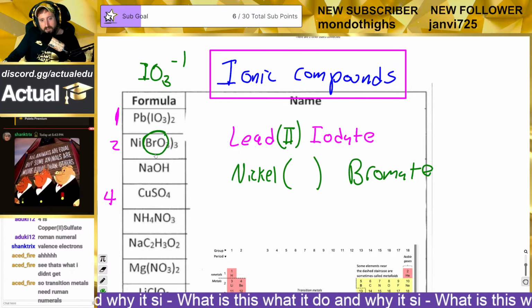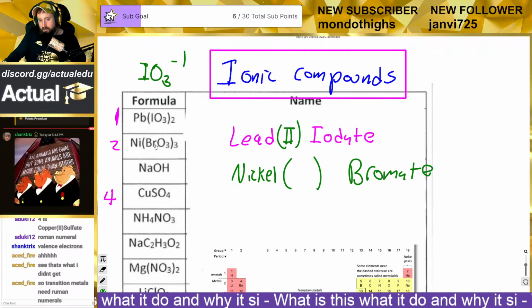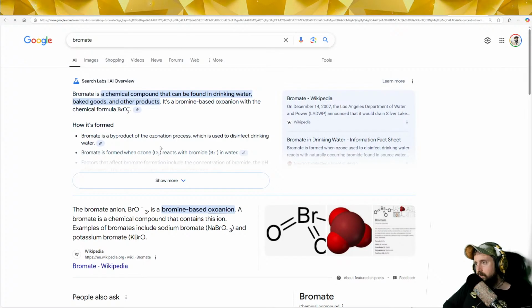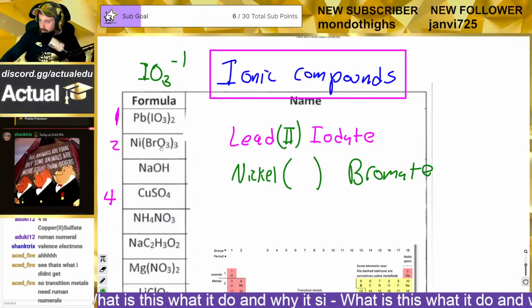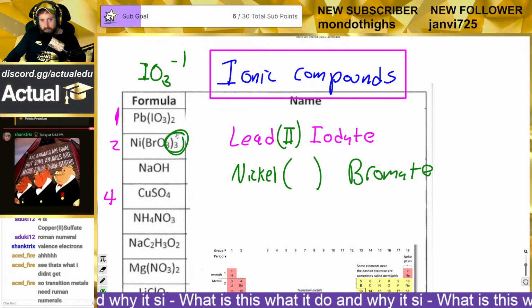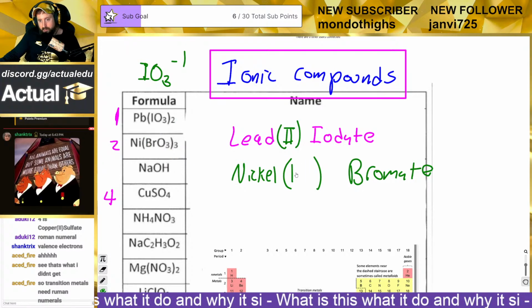So bromate, I think by itself is a -1 charge. Pretty sure it is. Bromate's -1. Okay. Bromate's -1. You have 3 of them. That gives you -3 on this side. That means nickel must be a +3. So this is going to be like this.